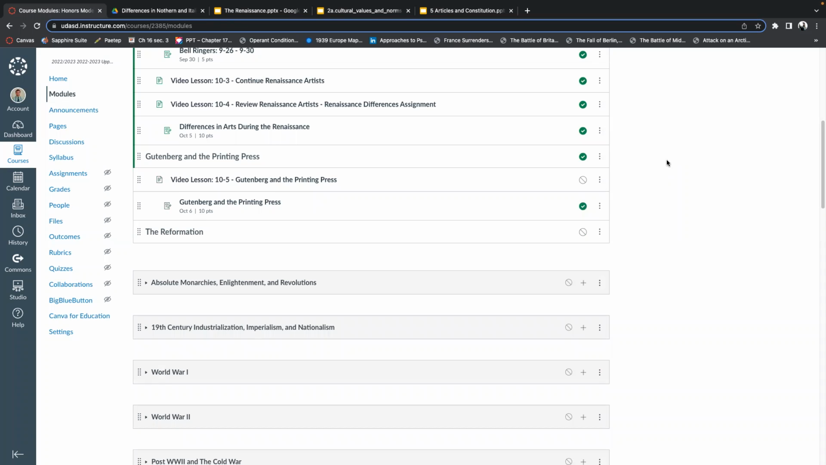So if you paid attention, you wrote some notes down, you'll know some of these questions just based off the content. But I'd like you to read it, talk a little bit about the background of Gutenberg, what influenced him to create the printing press. Amazing stuff.